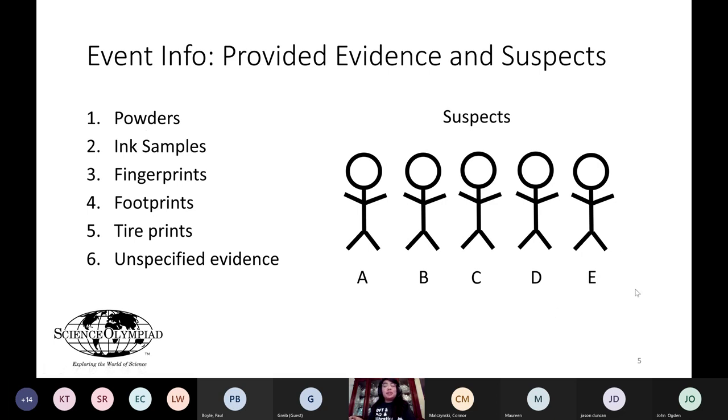As for the suspects, there will always be five suspects that students can choose from. In terms of how they'll answer the questions, they'll be denoted A through E. They'll also have given names in the scenario that I set up for the event. Whoever committed the crimes doesn't just have to be one person. It can be up to two people, but no more.